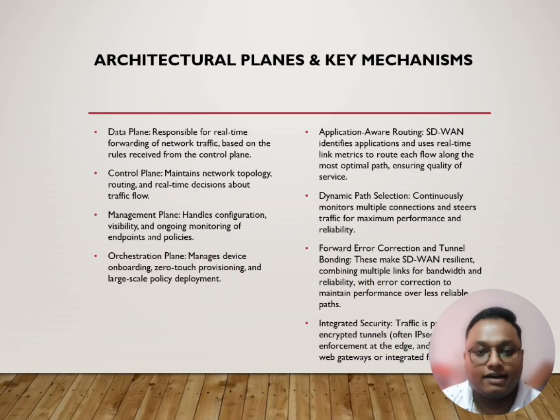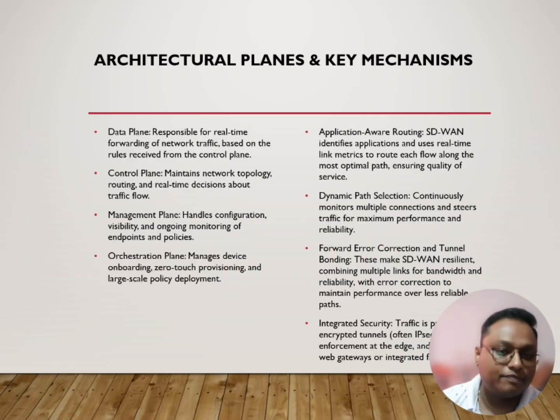Next is forward error correction and tunnel bonding. This makes SD-WAN more resilient, combining multiple links such as broadband, with error correction to maintain performance over less reliable paths. And then we have integrated security. Traffic is protected by encrypted tunnels, with policies enforced at the edge devices, and they have a secure gateway or firewalls which manage the overall security part.